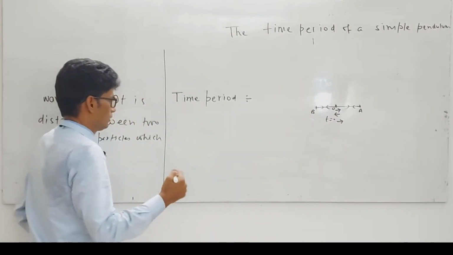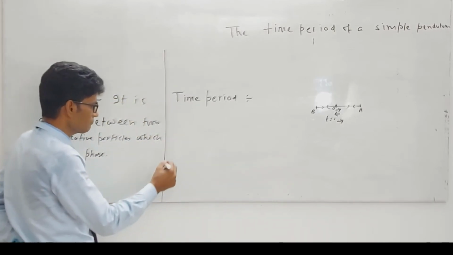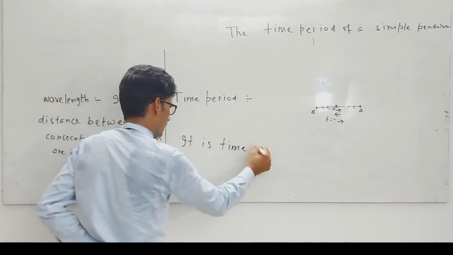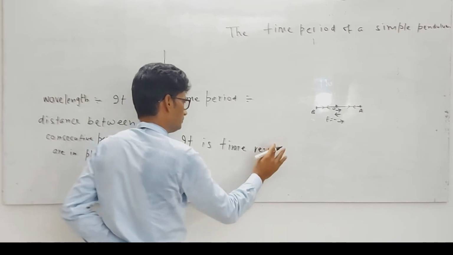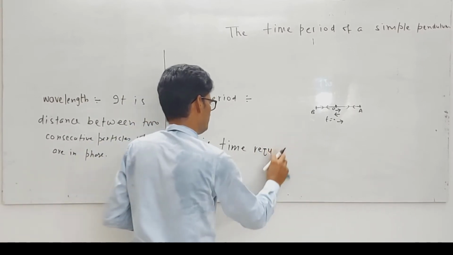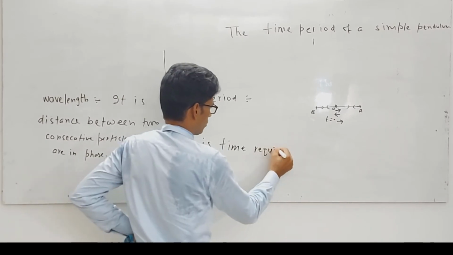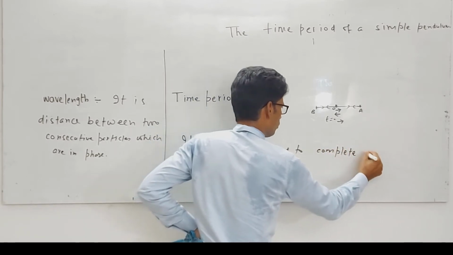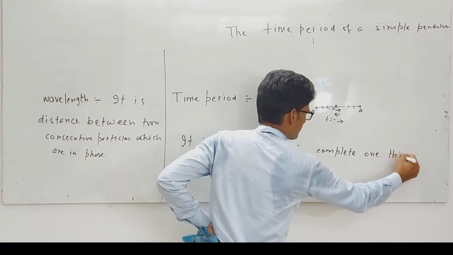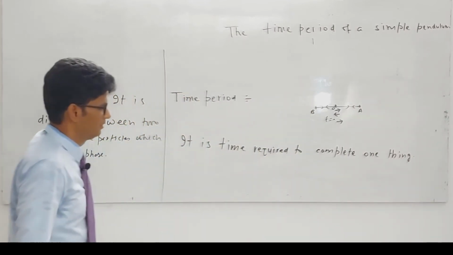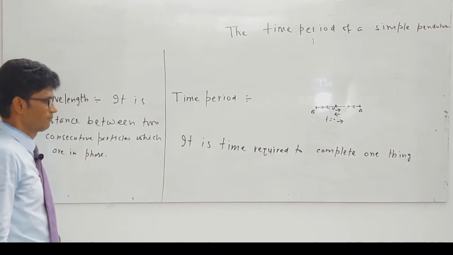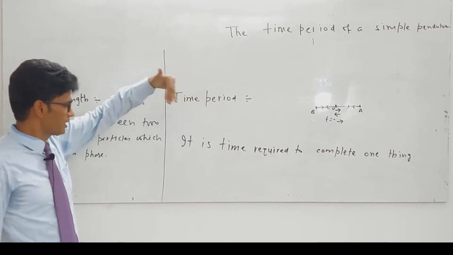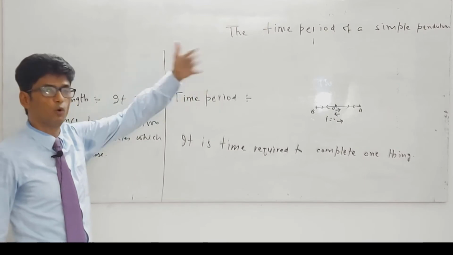So the time period, this way we are going to define it: it is the time required to complete one thing. Exhaustive definition, mind you, one thing. What is this? It is called time period. What is time period? It is the time required to complete one thing.